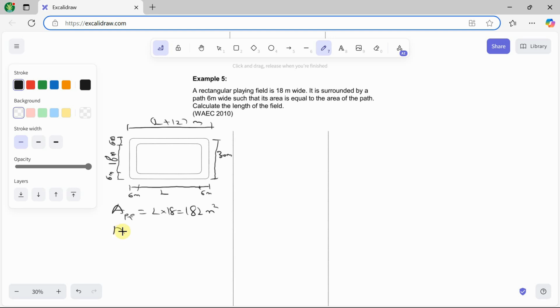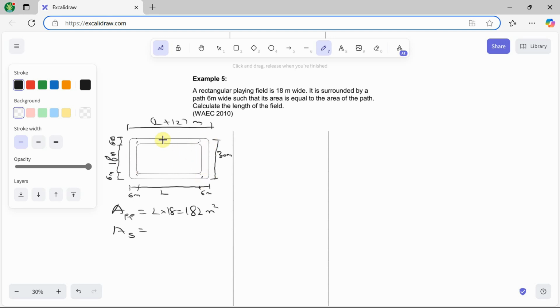And the area of the sidewalk, right? So for the area of the path of the sidewalk, I can't just say 30 times L plus 12, because the sidewalk is not everything here. The sidewalk is just this place here, this place, this place, and this place.